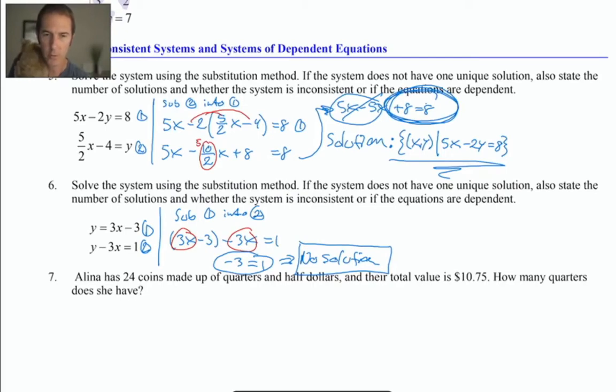So Alina's got 24 coins. And the question is, how many quarters does she have? We don't know how many quarters or half dollars she has. So I'm going to say that Q is going to represent the number of quarters.